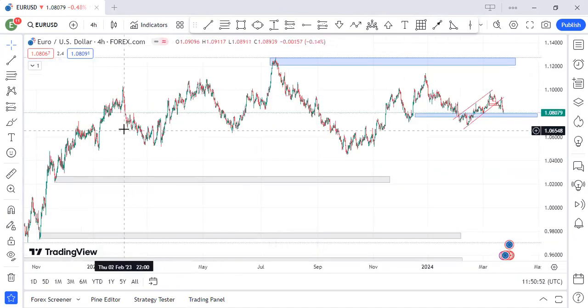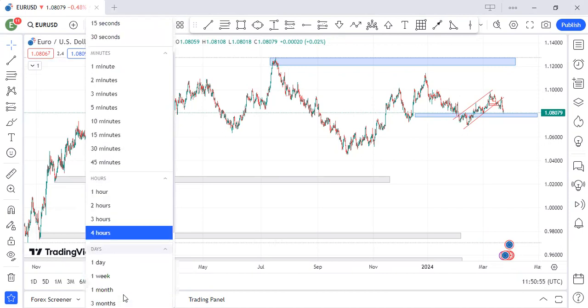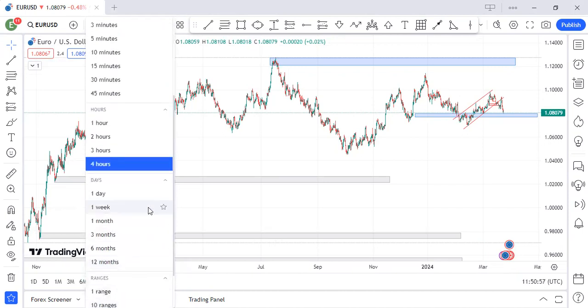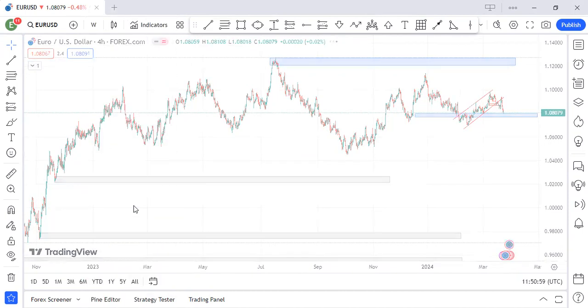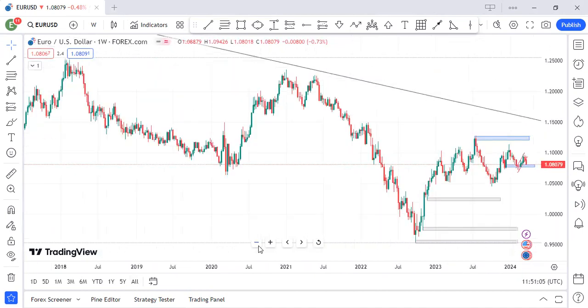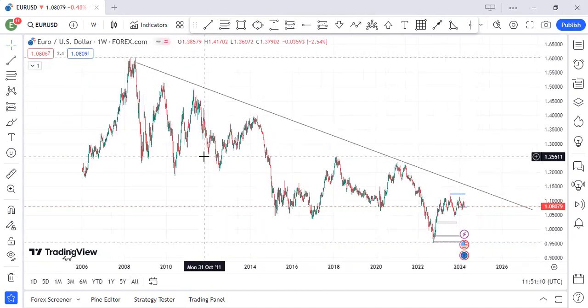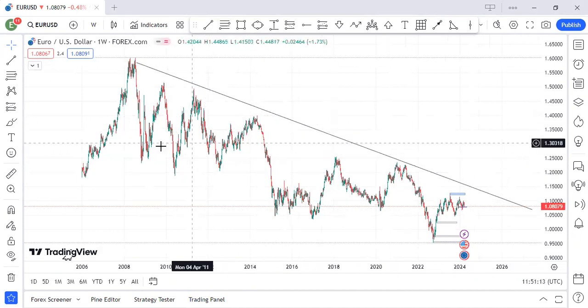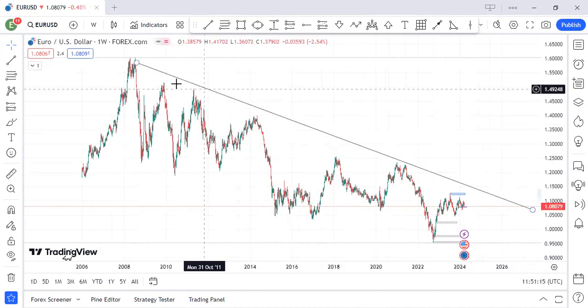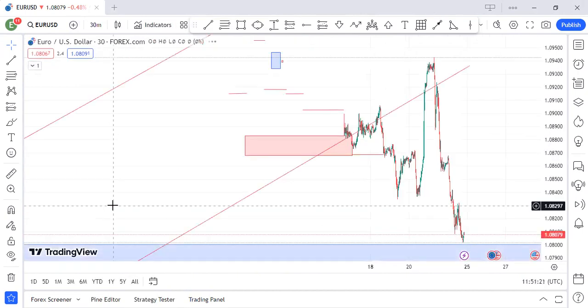From what I know, Euro should be on a clear downtrend. Let's check the weekly time frame. Yeah, Euro is on a clear downtrend on the weekly time frame. So as you can see, one overall downtrend, and you can see the trend line. Price is expected to break that way. So let's get back to the 30-minute time frame and go straight to what we have here today.